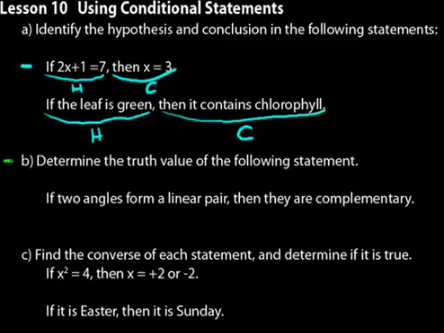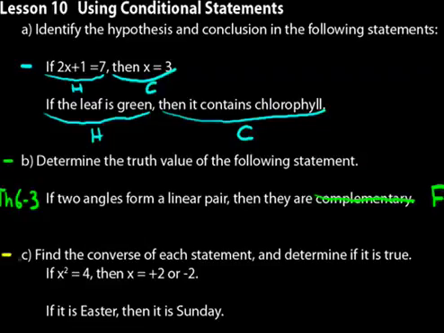Then problem B, determine the truth value of the following statement. If two angles form a linear pair, then they are complementary. So you just need to write true or false next to that. And actually that's theorem 6-3. Theorem 6-3 says if two angles form a linear pair, then they are supplementary, not complementary. So this is false. We can just put a capital F for false there. It would be true if that said supplementary instead of complementary.